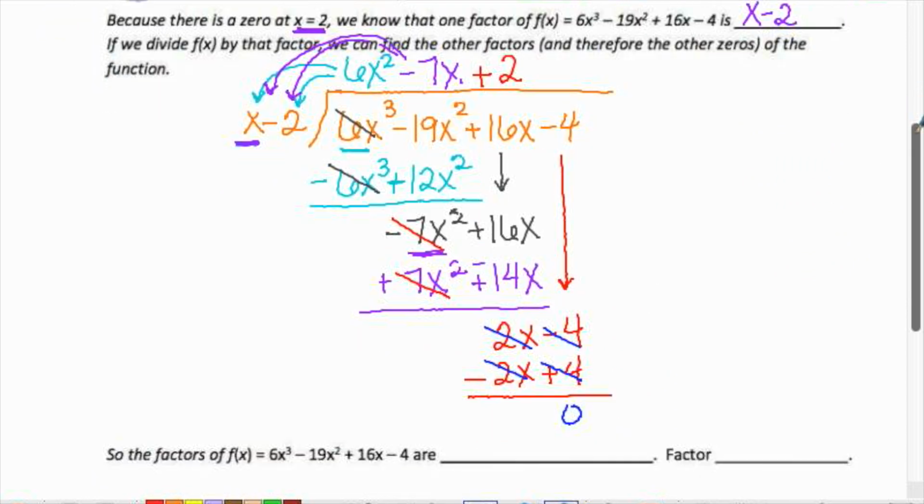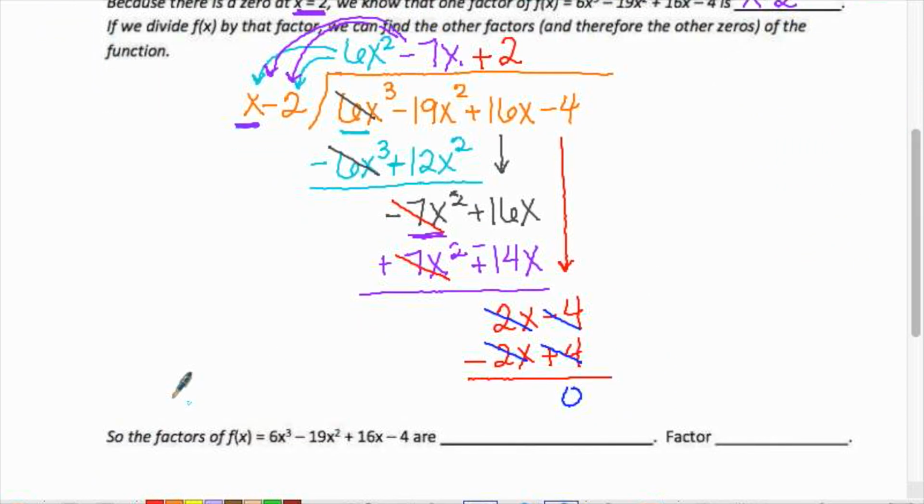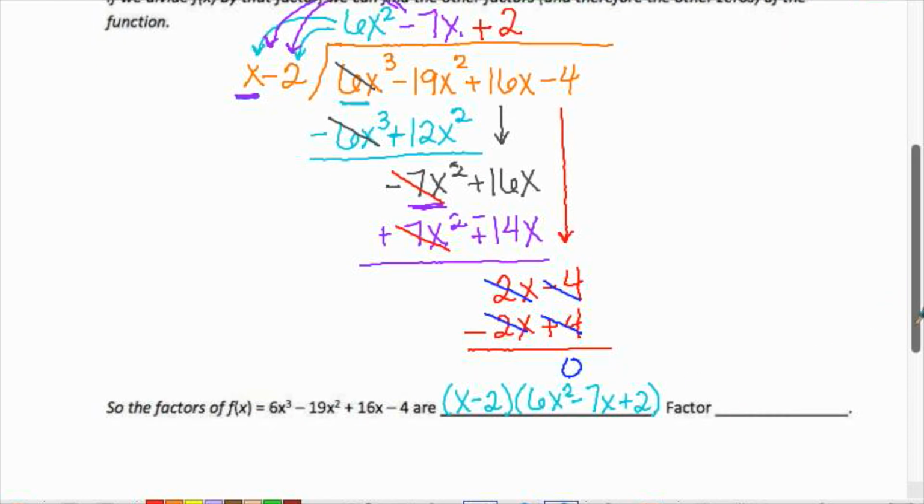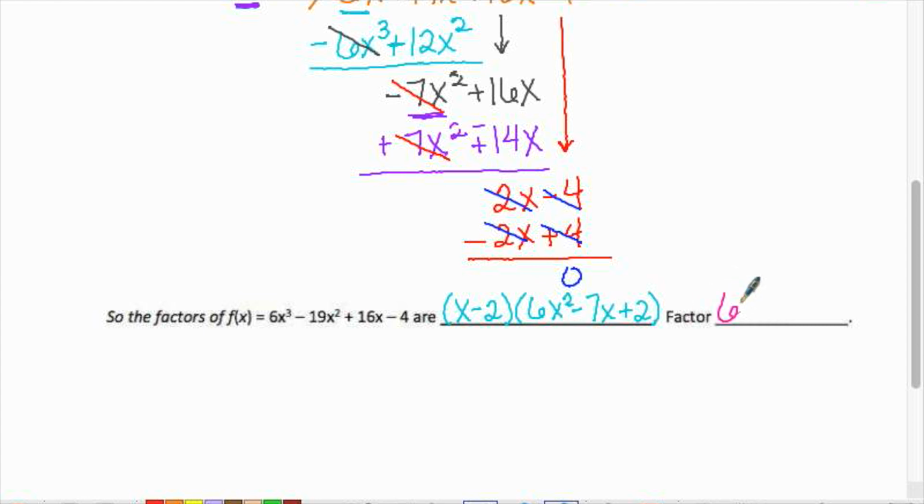So our solution in this case, or our quotient for this problem: the factors of f of x are the one we just divided by, which is x minus 2, and the quotient that we just came up with, which is 6x squared minus 7x plus 2. I know that this factor times this factor will get us back to the polynomial that we started with. What we need to do now is take that quotient, the 6x squared minus 7x plus 2, and factor it down further.